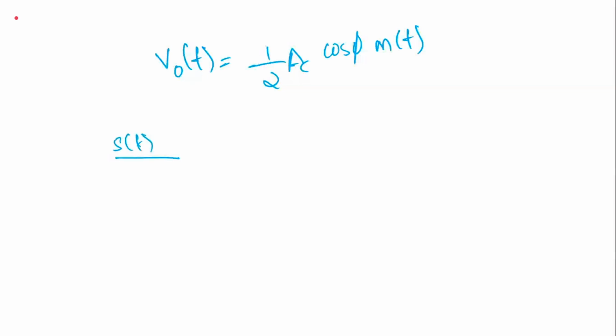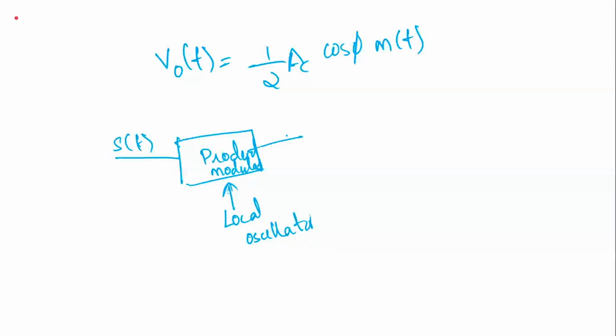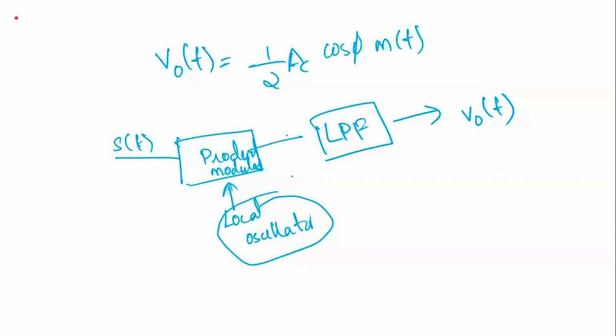And the block diagram for the detector is this. s(t) is my modulated signal. I am passing it through a product modulator, inputting a local oscillator, and passing it through a low pass filter. My output will be v0(t). The local oscillator is applying Ac cos(2πfct + φ). So this is my coherent detection of the DSBSC signal.